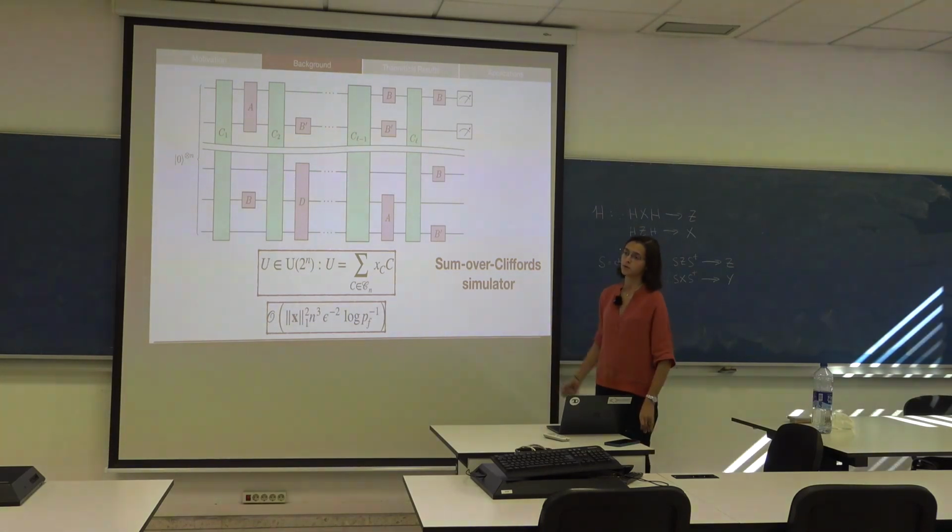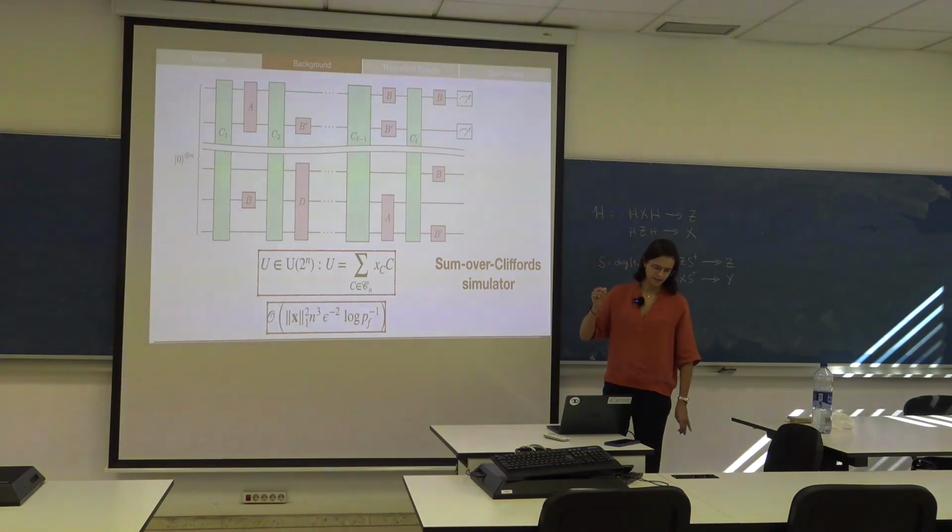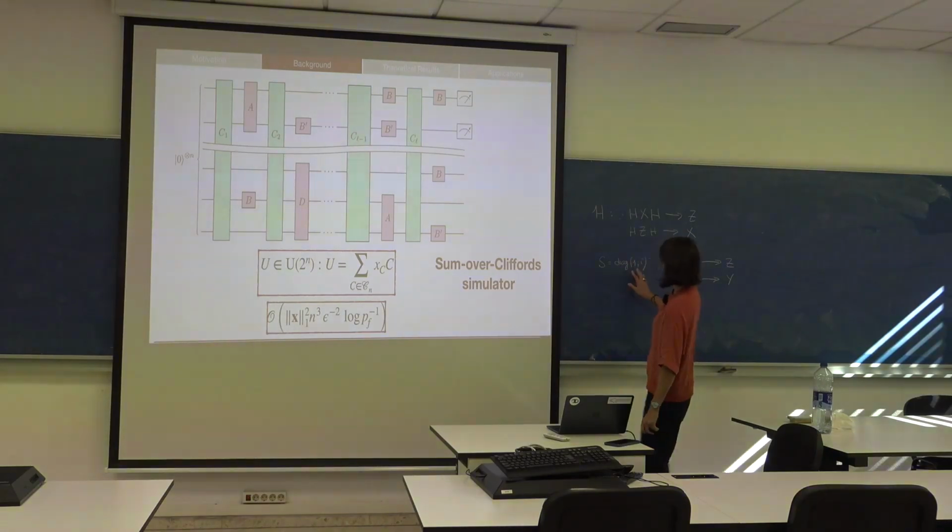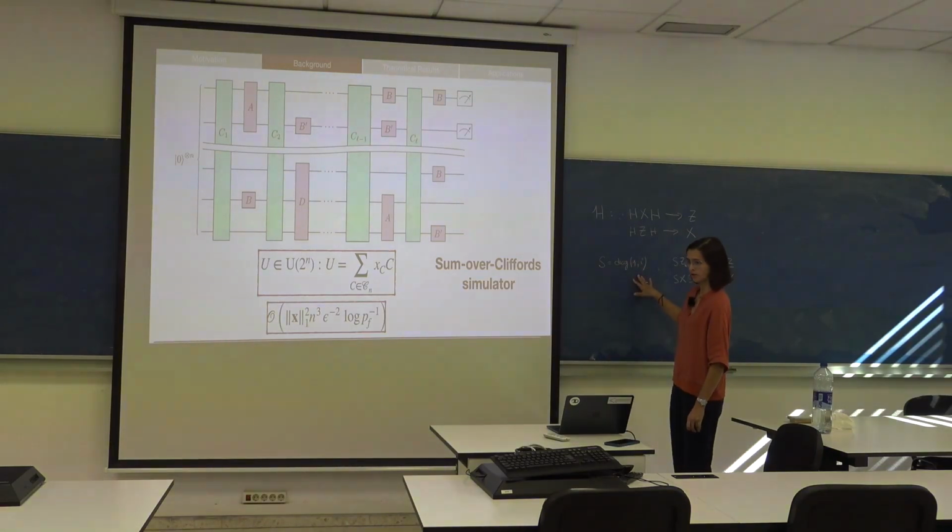No, there's a better way. That's the point. If you do it like this, yeah. So for instance, a good example of that is the T-gate. The T-gate can be decomposed into a sum of identity with some coefficient and the S-gate with some other coefficient.